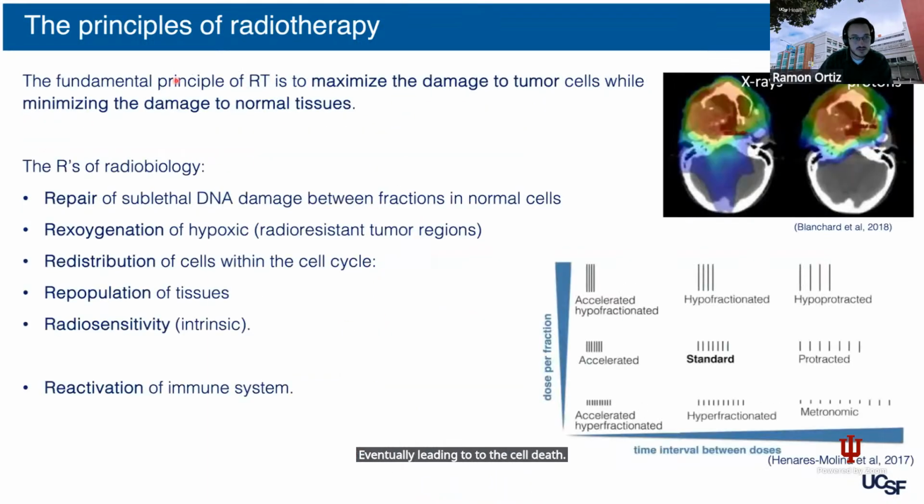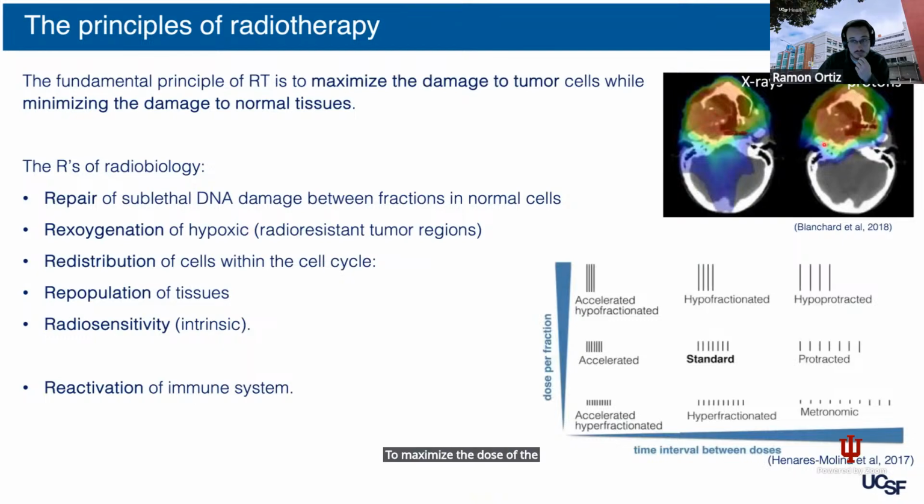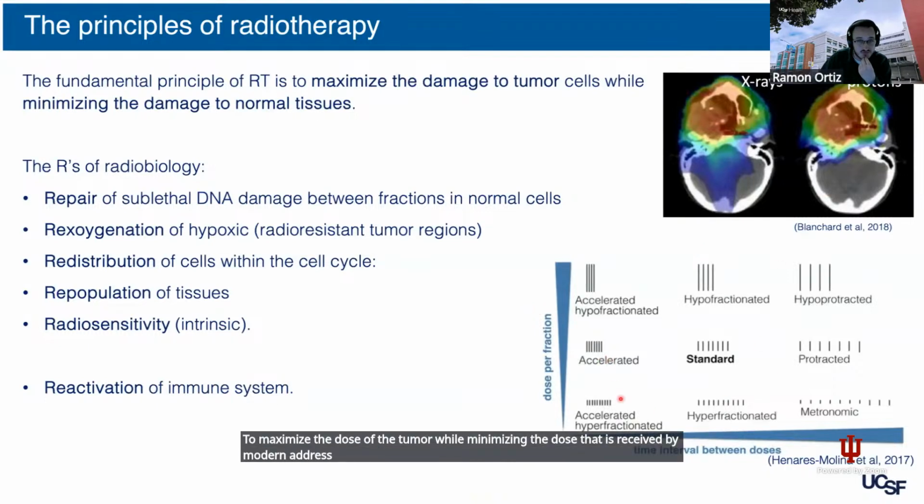So the fundamental principle of radiotherapy is to maximize the damage to the tumor cells while minimizing the damage to the normal tissues. And there are different strategies to achieve that. For example, using specific particle types or different energies or different radiation field arrangements to maximize the dose at the tumor while minimizing the dose that is received by organs at risk. And another common strategy is the fractionation of the treatment.